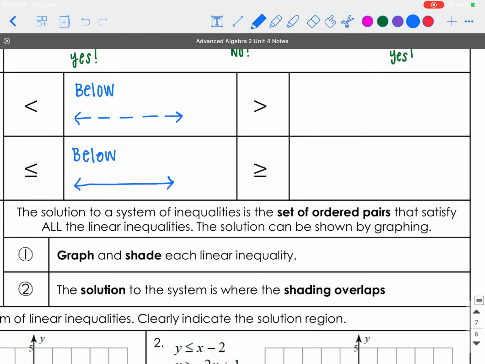Now the greater thans, those you both shade above. Greater than is above. And again, if it does not have the equal to part, it's a dashed line. If it does have the equal to part, it's a solid line.